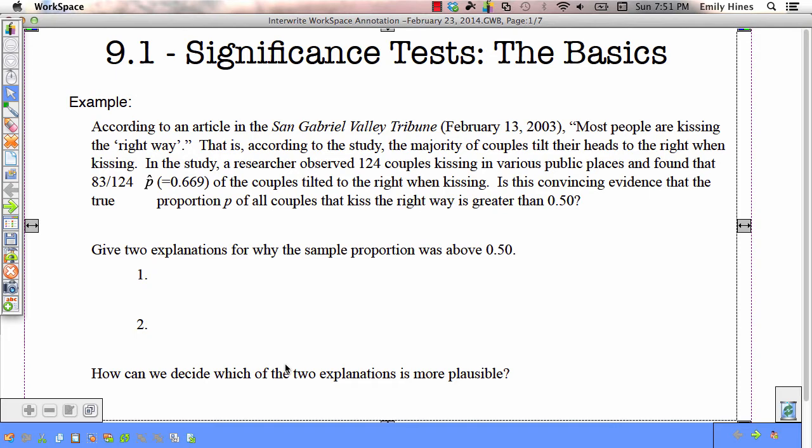This chapter is a little bit different. We are still using inference, but the inference that we are using here are called significance tests. What these tests are there for is testing claims.